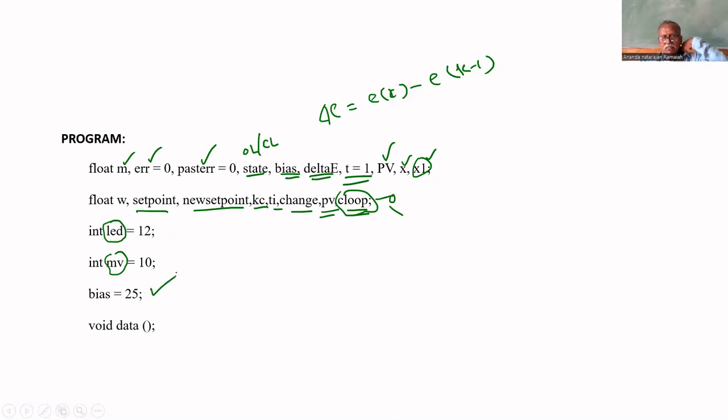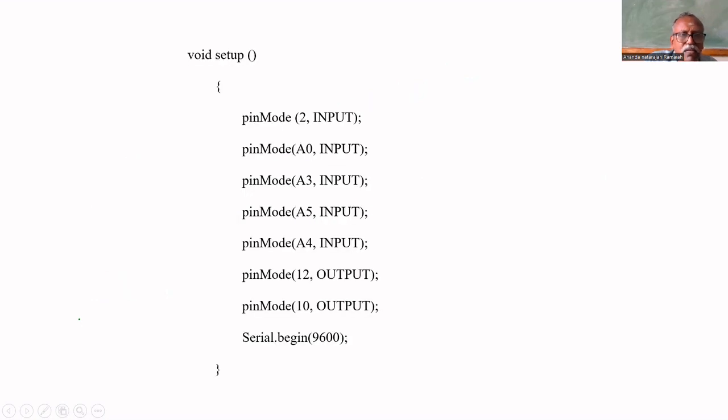Now I change it here. It is written outside, so always bias equal to 25. Then a function call, void means it doesn't return anything. It is a function call to write the data on the serial port, the serial monitor. That's all. Now we have to write the setup.